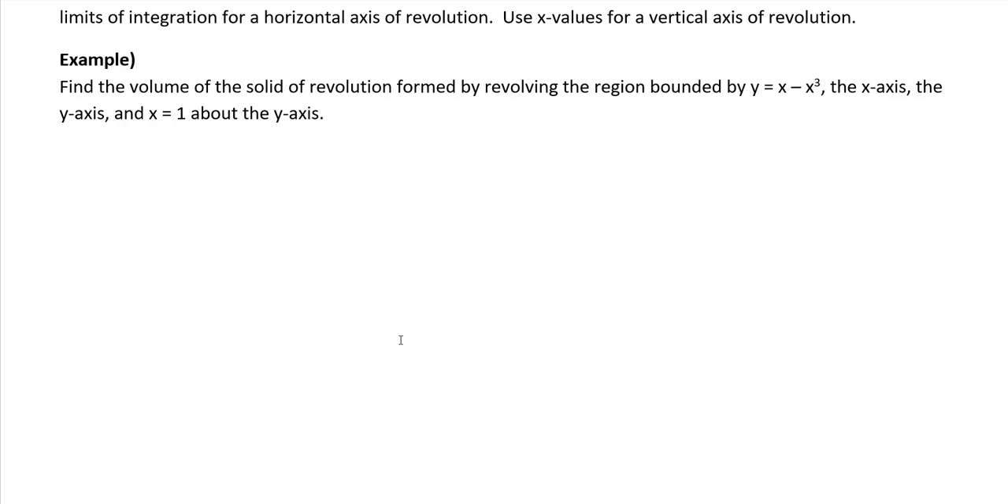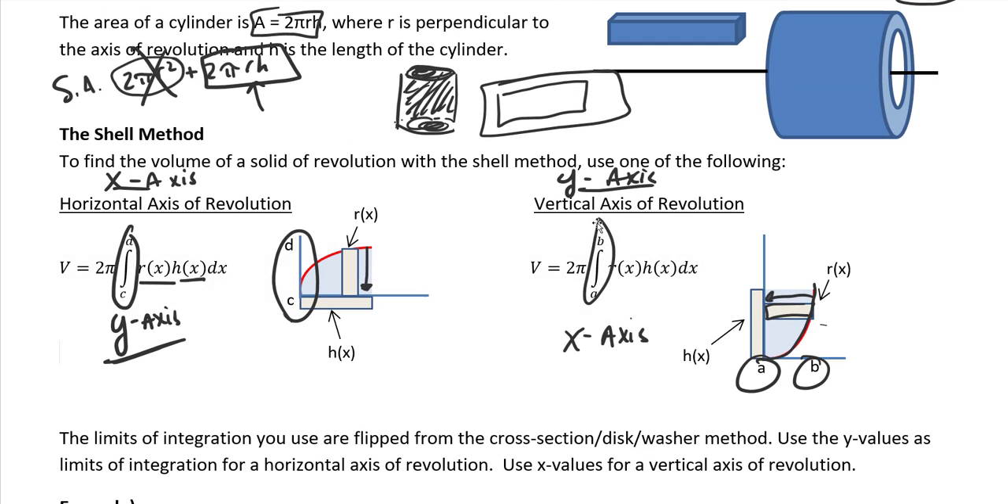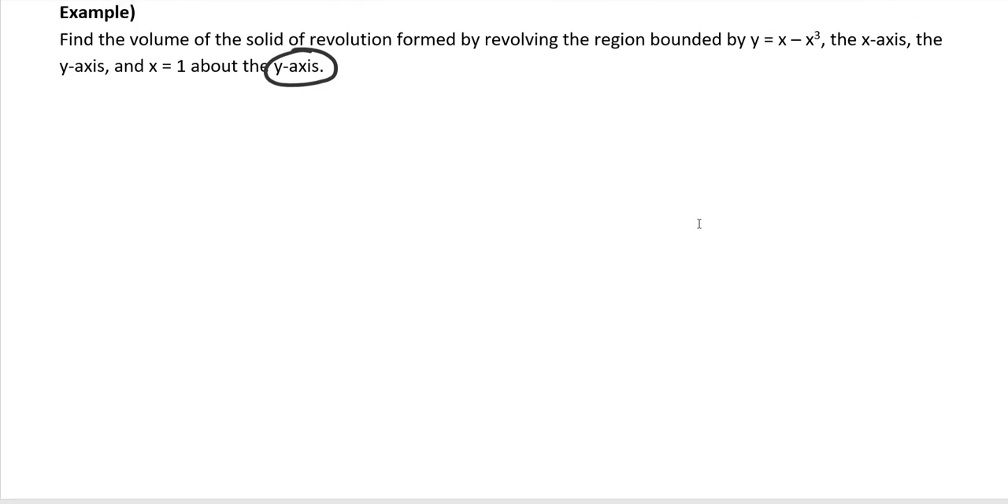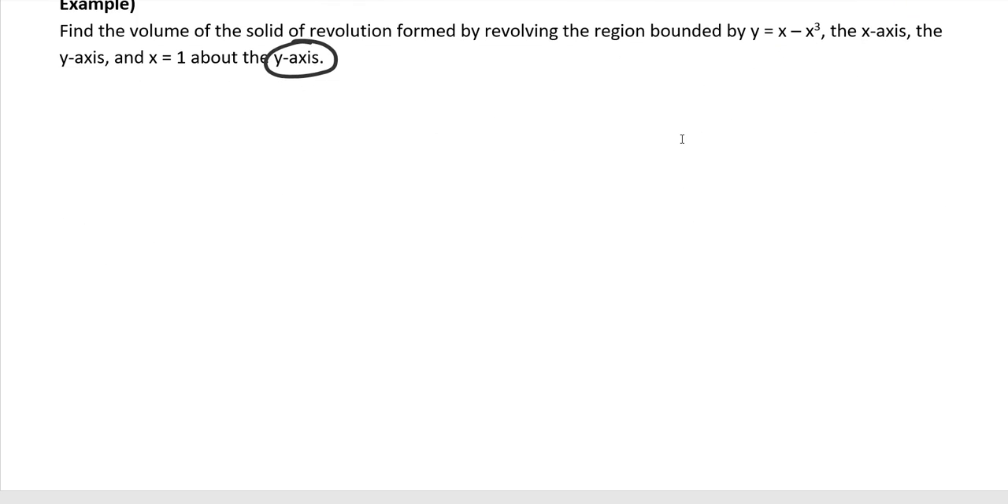First example, here we go. Find the volume of the solid of revolution formed by revolving the region bounded by y equals x minus x to the third, the x-axis, the y-axis, and x equals 1 about the y-axis. So we're going about the y-axis, which means we're doing a vertical axis of revolution.